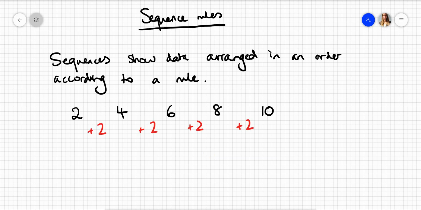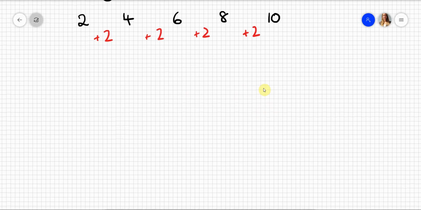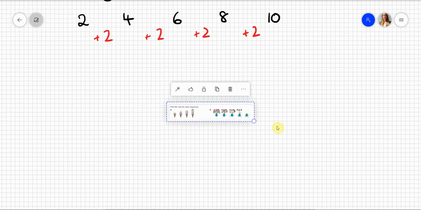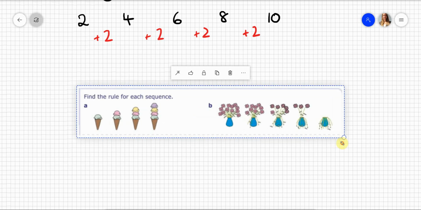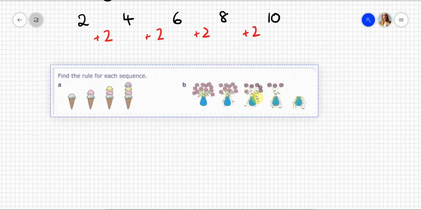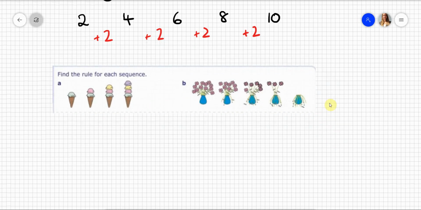That's because this is a really important concept, so we have to spend more than one lesson on the basics. So let's do a couple of examples. Here we have got some ice cream flavours being added to a cone and some flowers in a vase which will eventually, unfortunately, need to be thrown away because they have died.